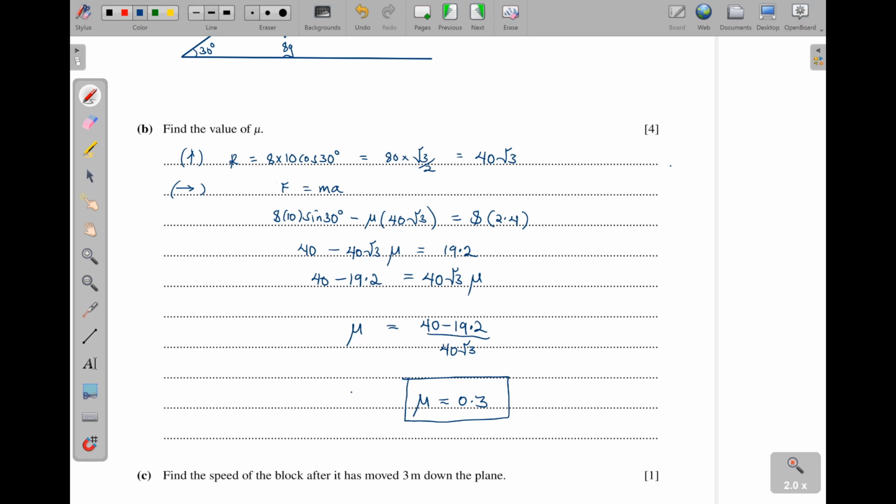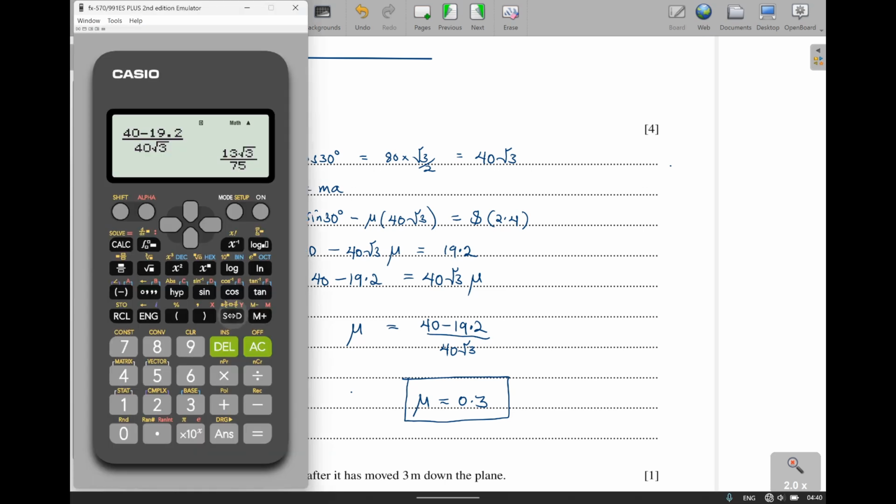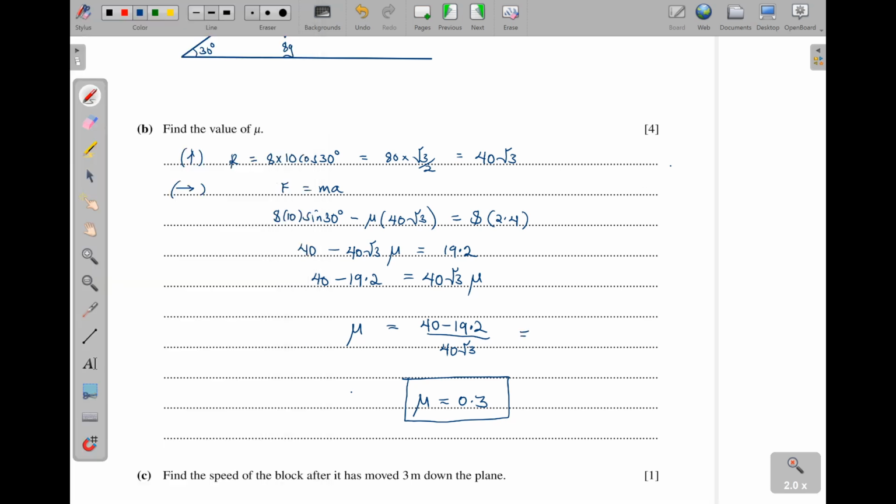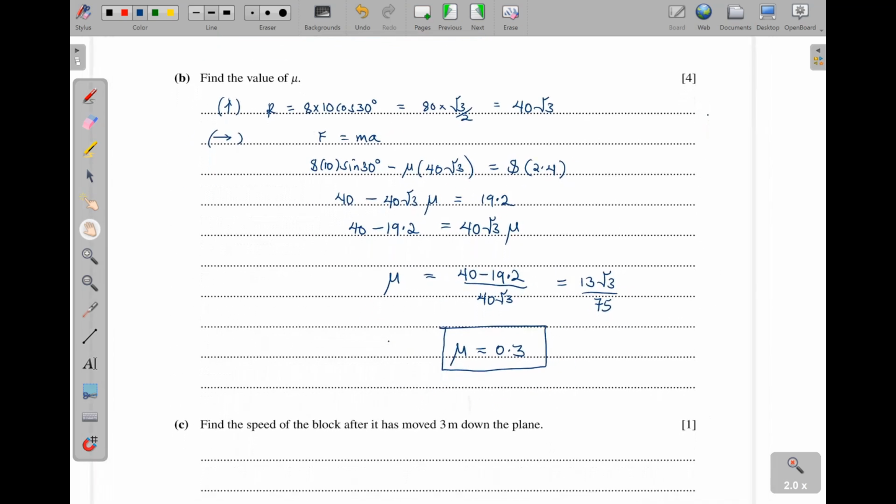Maybe I can also pick the exact value as 13 root 3 over 75, in case we need to use it in the next part, then I will use that exact one.